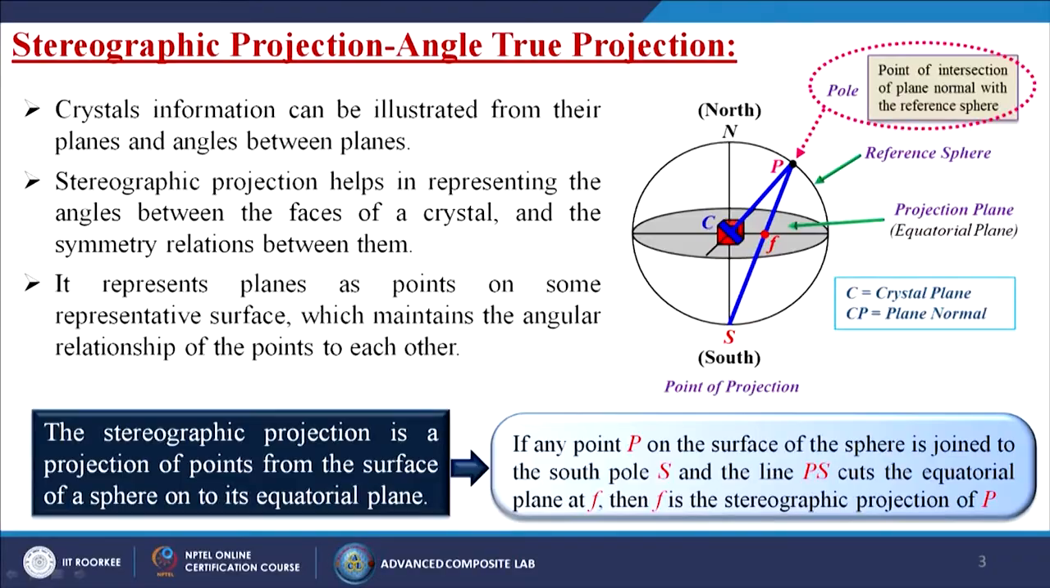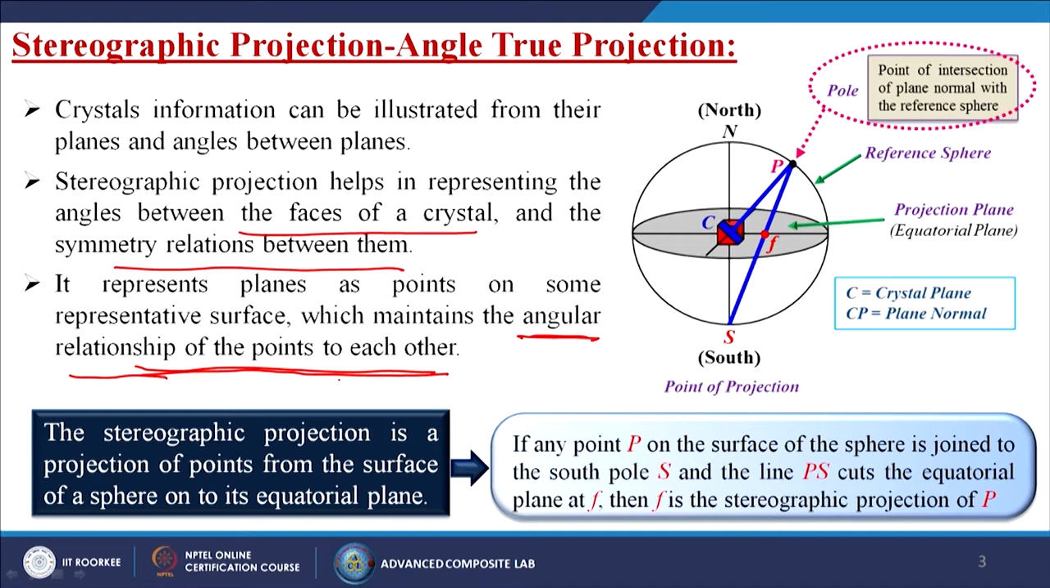Before going into an in-depth study of these projections, let us know what stereographic projections, or angle-true projections, are. Generally, crystal information can be illustrated from their planes and the angles between planes. We have already gone through this in our previous lecture. Stereographic projections help in representing the angles between the faces of a crystal and the symmetry relations between them. It represents planes as points on some representative surface, which maintains the angular relationship of the points to each other. This is the very vital point: the angular relationship of the points to each other.